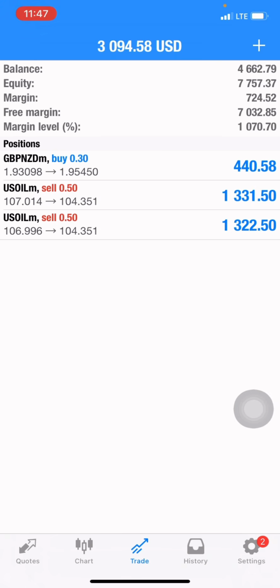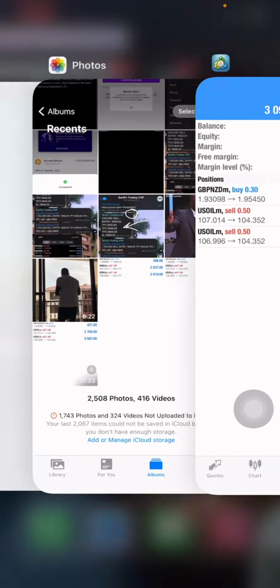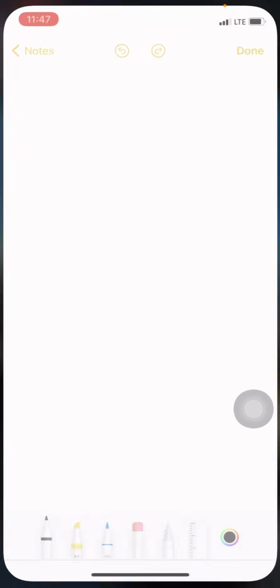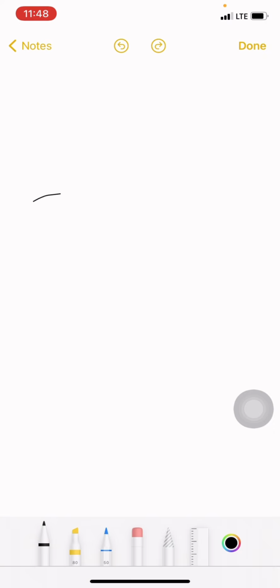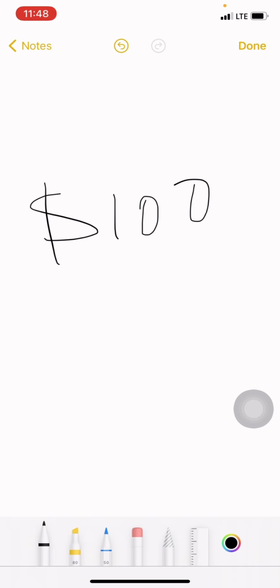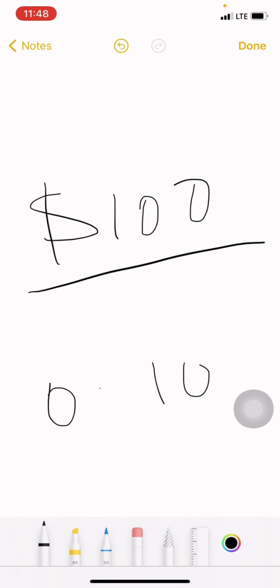Because remember, most of you guys just use big lot sizes. Let's say my stop loss is risking $100. Let's say I use a 0.10 lot size, and let's say I'm trading on a $1,000 account.